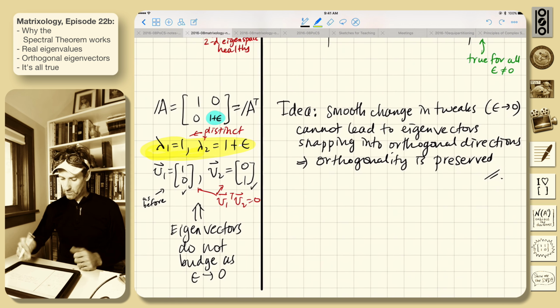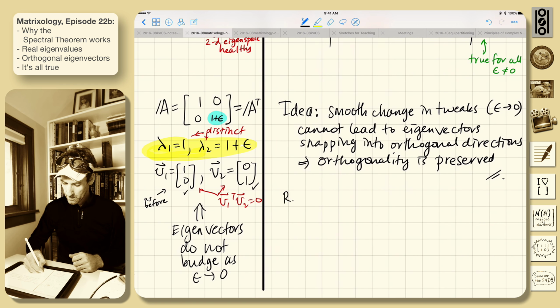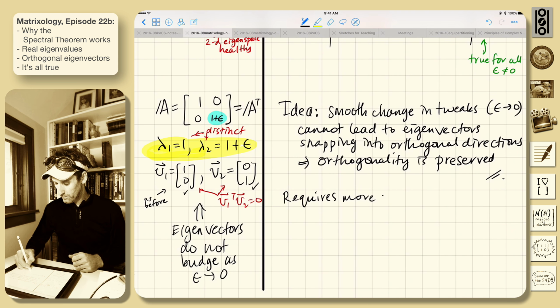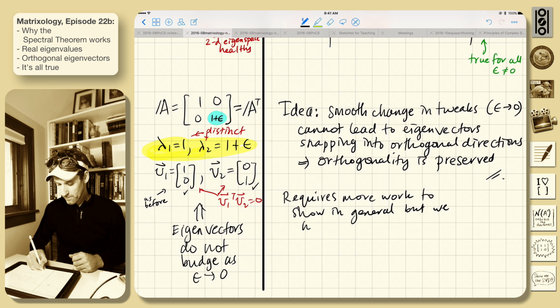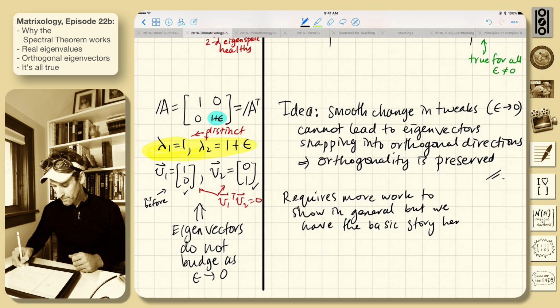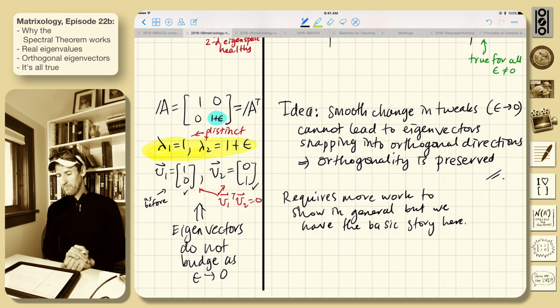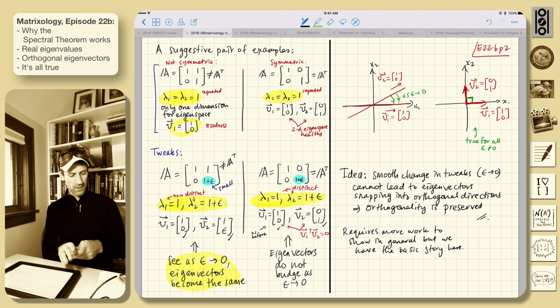It requires more work to show this in general, but we have the basic idea. The basic story here. All right, so that gives us a good sense of why these things work.